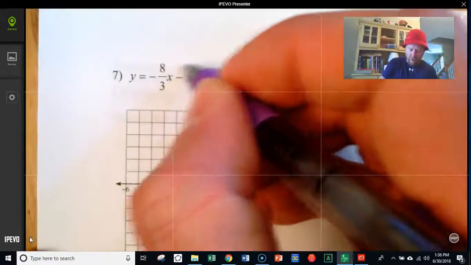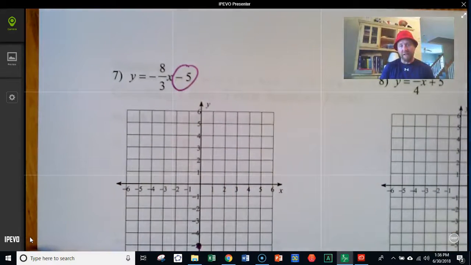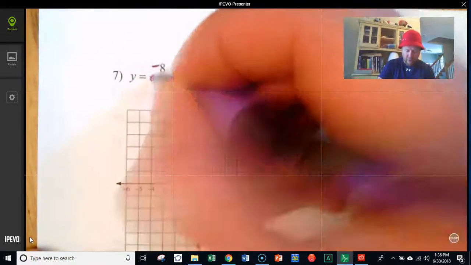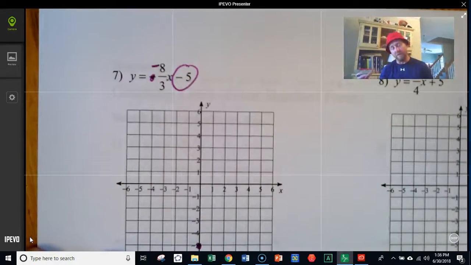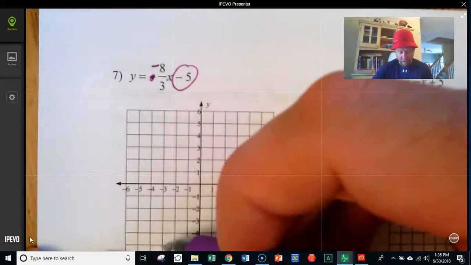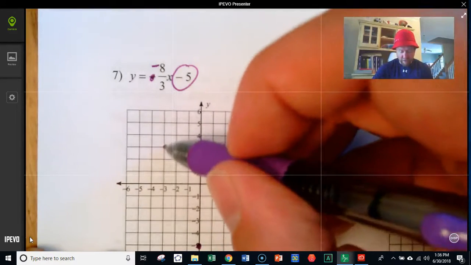Here we have our y-intercept is negative 5. And our slope is negative 8/3. So that's down 8. We're going to just put our negative sign up here. It's down 8, forward 3. Can't do that here, but we can work it backwards. We go back 3 and up 1, 2, 3, 4, 5, 6, 7, 8. And we can plot that point.